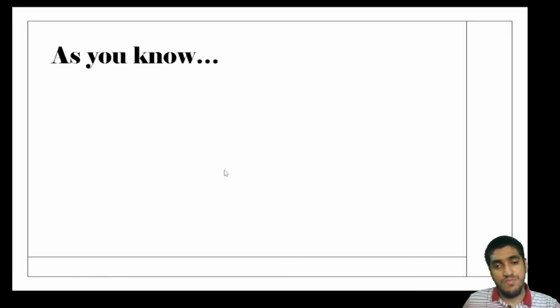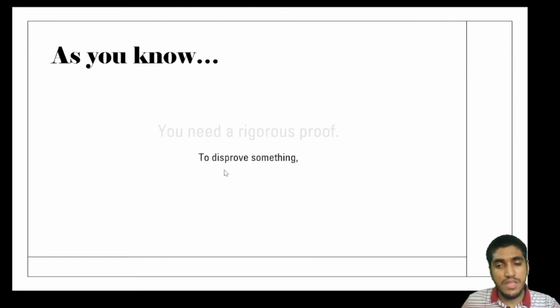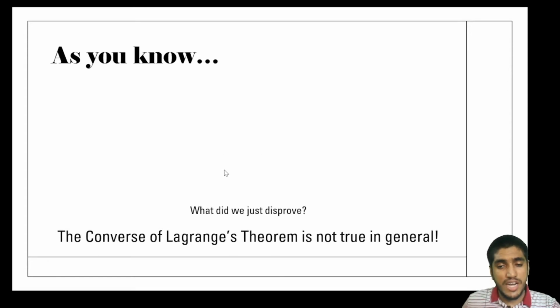And to prove something, you need a rigorous proof. To disprove something, you just need an example. What did we just disprove? The converse of Lagrange's theorem is not true in general. We proved Lagrange's theorem and illustrated it with an example. Proved that its converse is false with a counterexample.